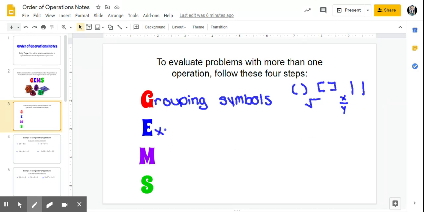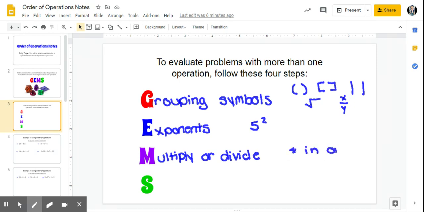The E stands for exponents. Just like before, something like 5 to the second power is an exponent. The M stands for either multiply or divide. And this step comes with a little caveat that I'm going to write off to the side. You always need to go in order from left to right. So it doesn't matter if you do multiplication or division first. It's whatever you see first, on the left-hand side as you work your way over to the right-hand side. And we're going to talk about that in today's lesson.